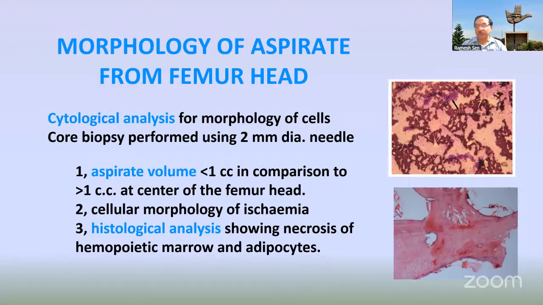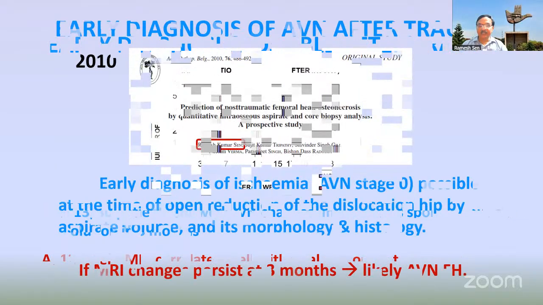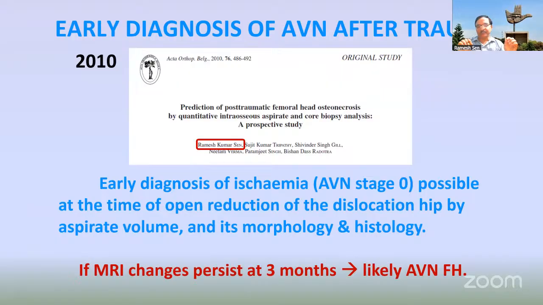We also looked at the histology of what we got from the area. We did two things. First, as we followed up their MRI, we found that in these patients, who were all neglected dislocations on whom we had done an open reduction, there were many kinds of changes in the MRI picture. But whatever the picture was at 12 weeks, that stayed subsequently. And that made us publish two things.